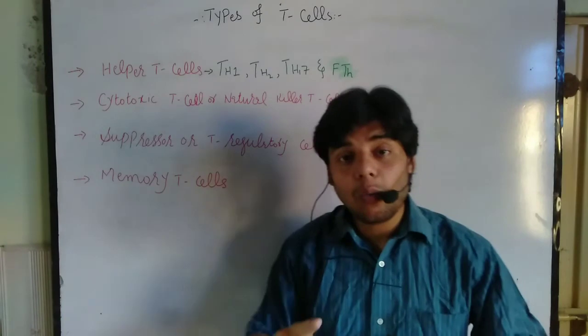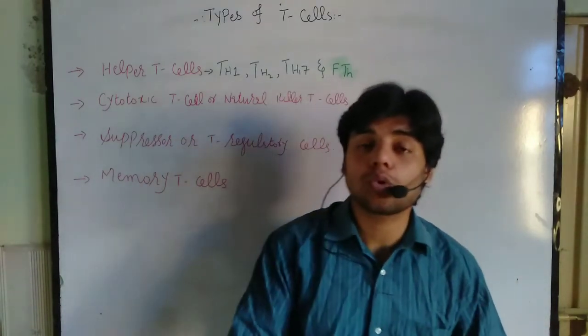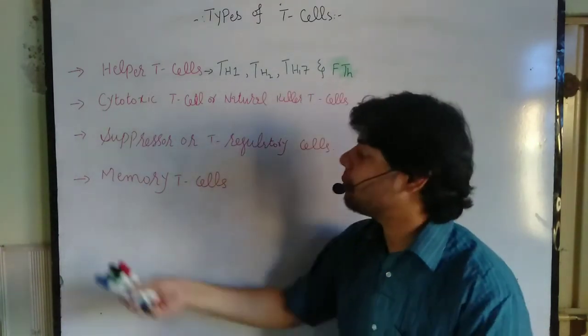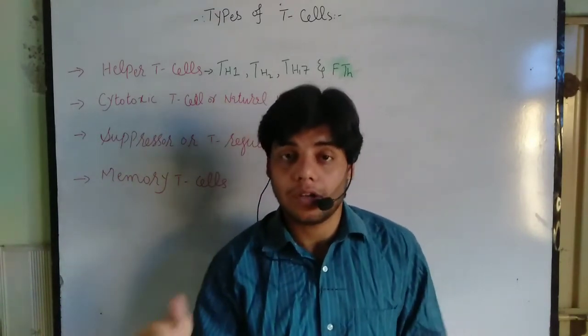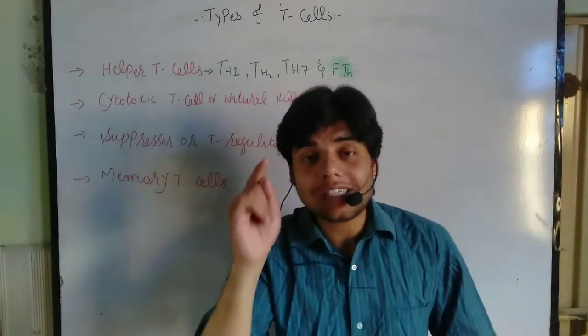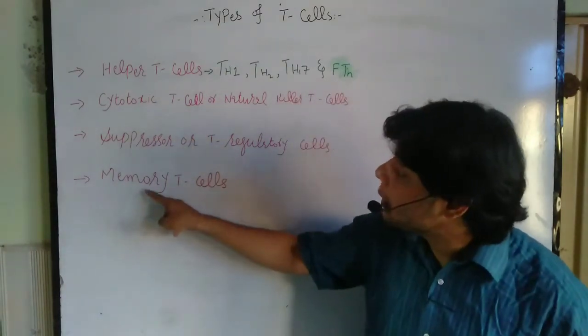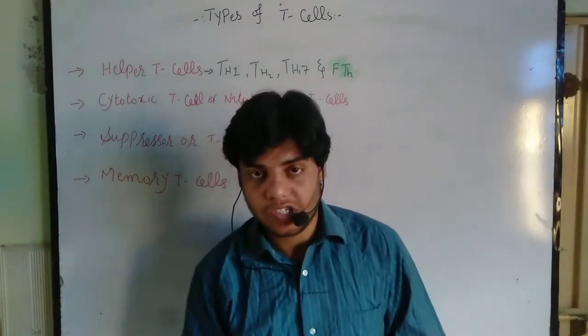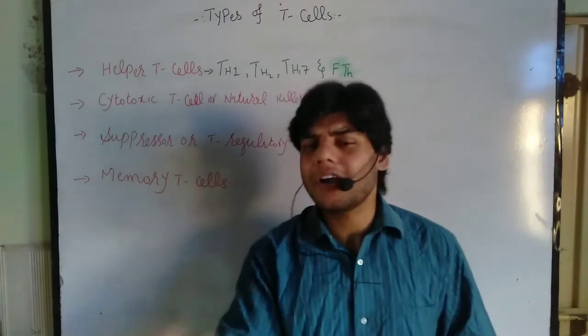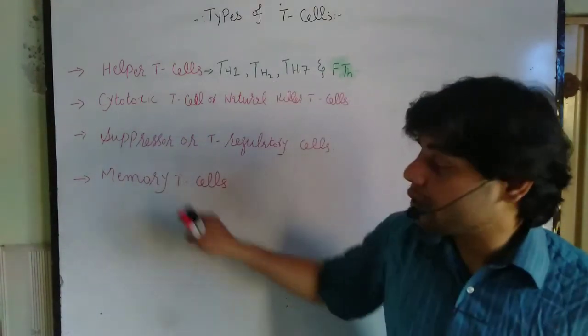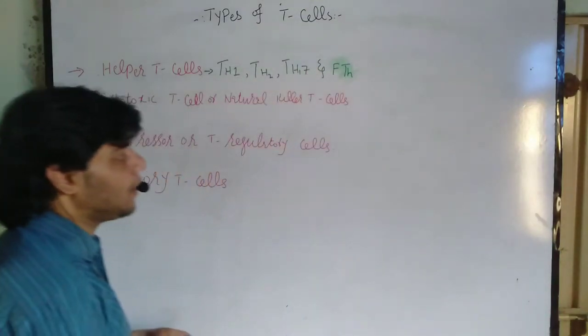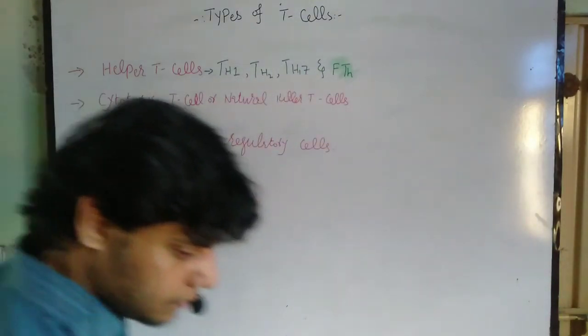So the cell which can directly kill the microbes and store all the information, we call that a memory T cell, because it can store the memory of each and everything about the microbes. If you remember, B cells have the same function. I already explained memory B cells in detail, so you can go back and watch that video. So this is all about the memory T cell job and function.